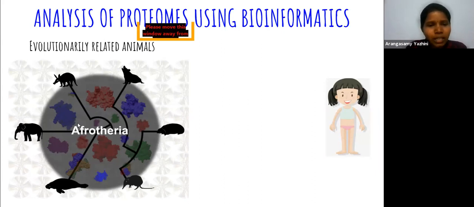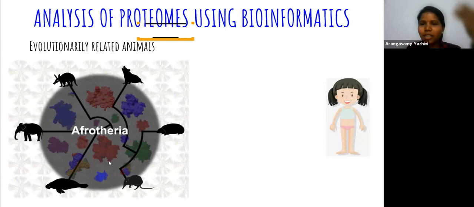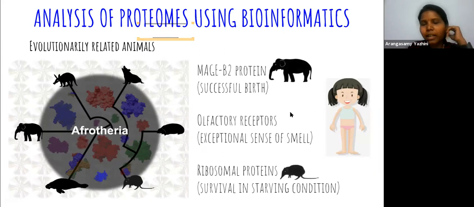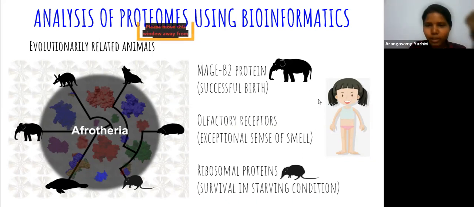Here there are 6 animals we studied, and they are all grouped under Afrotheria. We are trying to understand what is common and what differs in the proteins in each of the animals. What we observe is that in the elephant there is a protein called MAGE-B2, and it is very high compared to other animals. Let's say I take the human: compared to the human, the elephant has a very high number of MAGE-B2 protein.